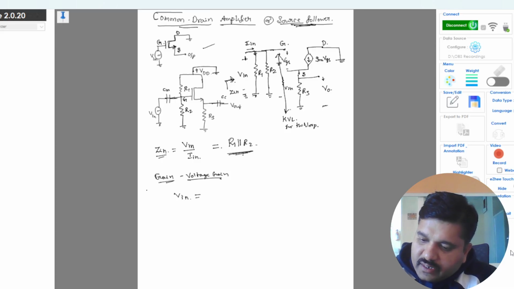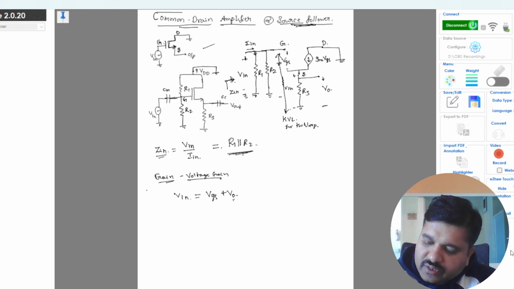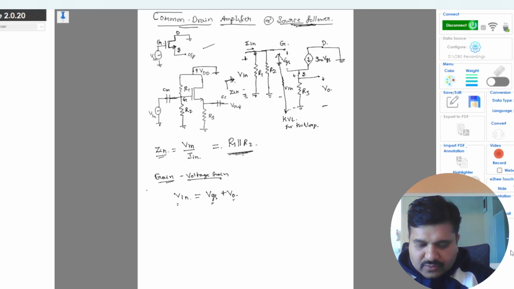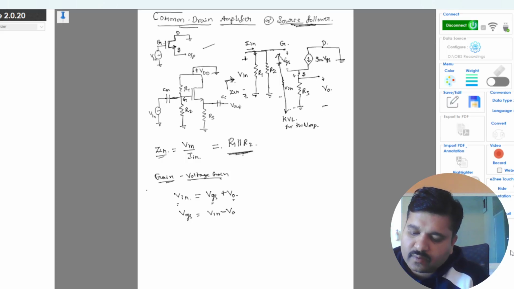I will get Vin is equal to VGS plus V0. From source to ground it is V0 and gate to source it is VGS. So this is my total input voltage from gate to reference, right? So now for this VGS I can write it as Vin minus V0. Okay, this I will consider as equation 1.